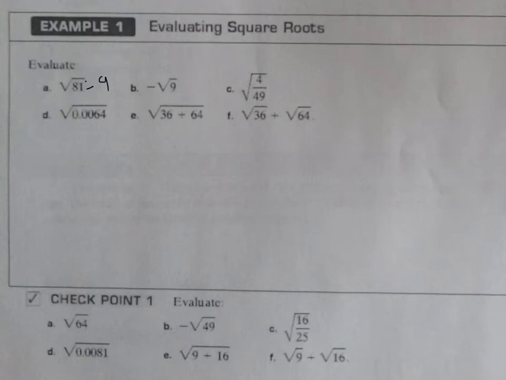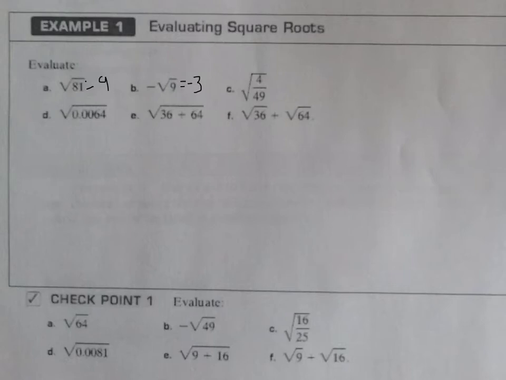Now b, it's the negative square root of 9. All we've got to do is worry about the number. First of all, the negative will just get tacked on at the answer. The square root of 9 is 3 because 3 squared equals 9. And so this one would be negative 3 because of the negative out front of the square root.